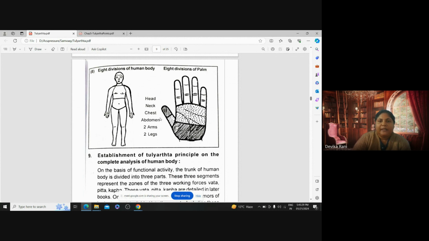Now, you can further divide this projection in the thumb, the head and neck projection. Clearly, this portion up to your face is over here on the upper joint, and the neck portion is here after the upper joint. So then this becomes 8 divisions. Now you have your hands, legs, you have your chest, abdomen, and then you have your head and neck. So this becomes 8 divisions.